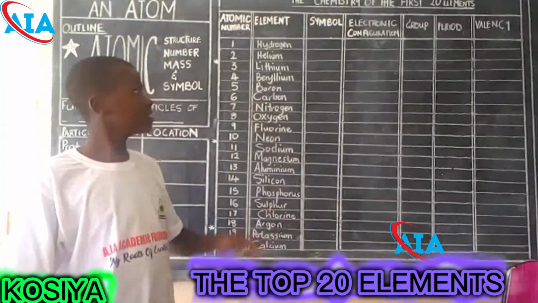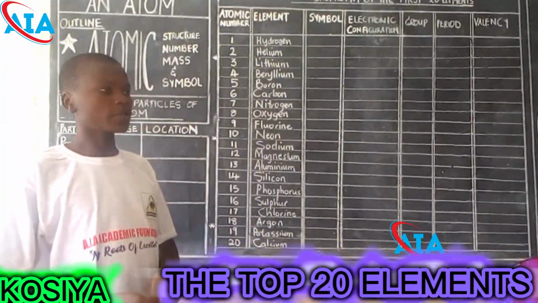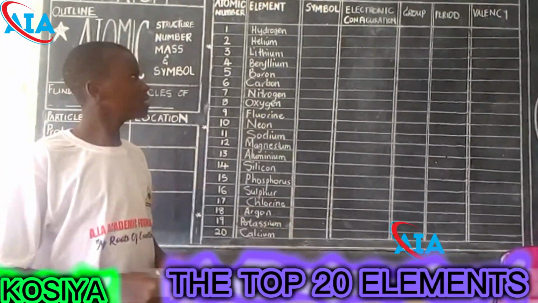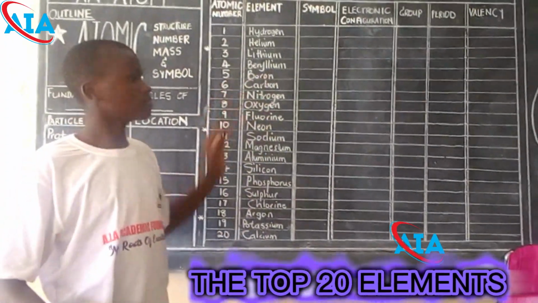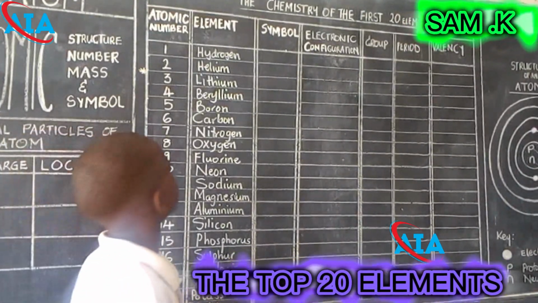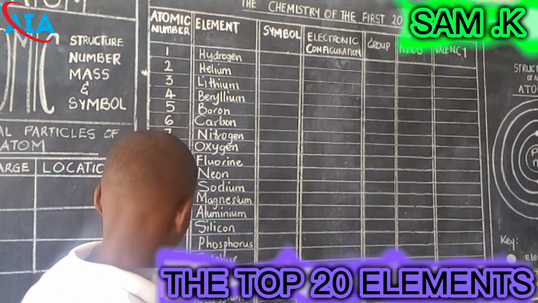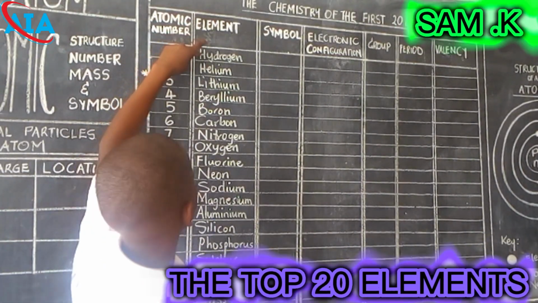It's our turn to write the symbols of the elements. So let me call upon my friend Sam to come and try to write the symbols of the elements. Hi viewers, let me try writing the symbols of each element of the first 20 elements. The symbol of hydrogen is capital H.